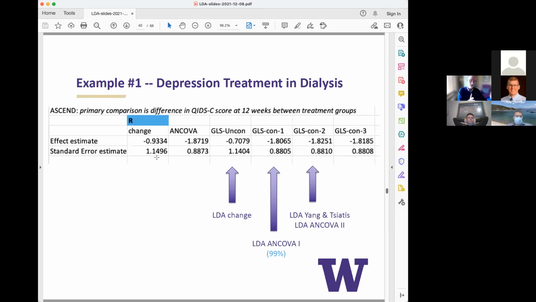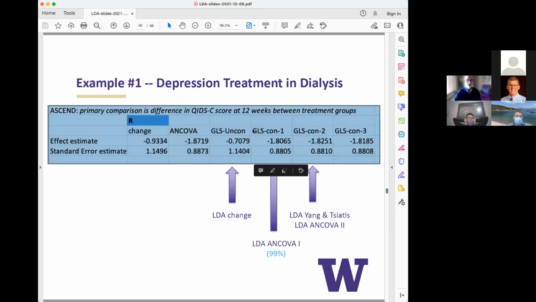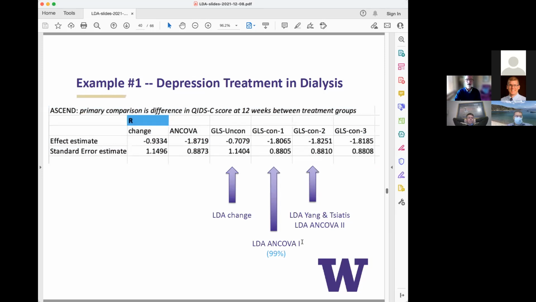We pre-specified this. You have to trust us. You can see the documentation. We said we would do this one, the one that's called LDA ANCOVA 1. That's our pre-specified analysis in these data.